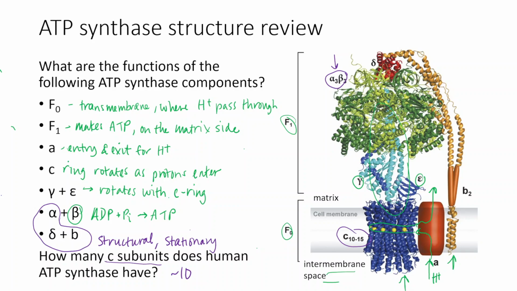Any other questions so far? Exactly. Every one turn, the 3 beta subunits make 1 ATP each. So 3 total.